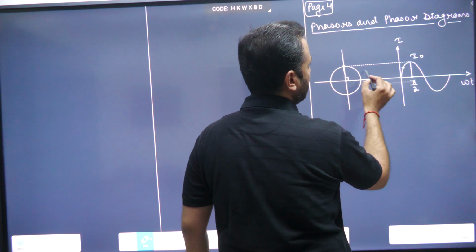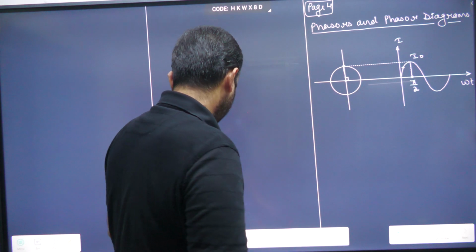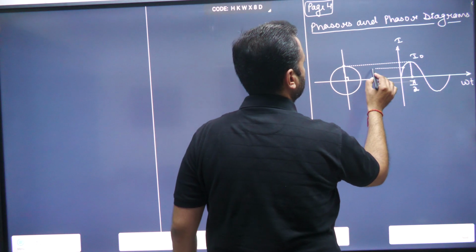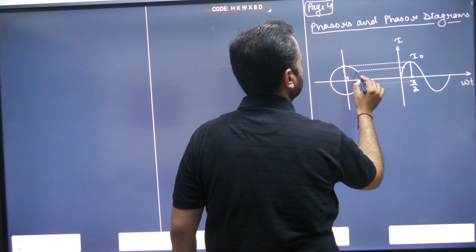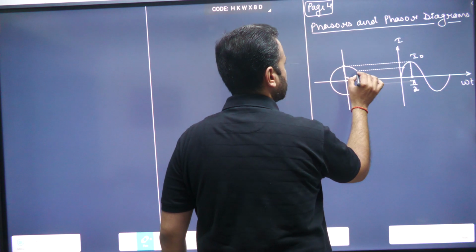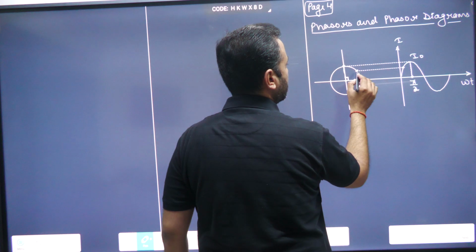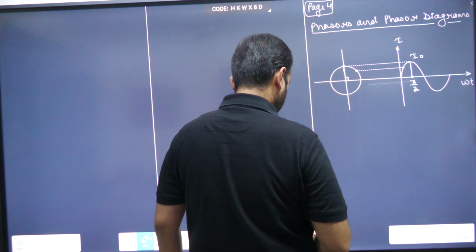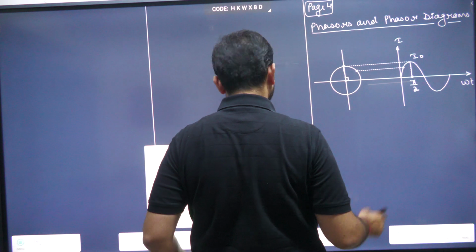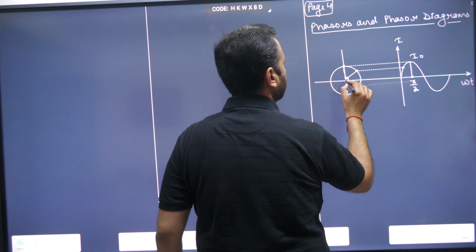Now from this point, draw a projection here. From this point, I have drawn another projection. Now this projection touched the circle at this point. Now from this point, join the center of the circle. The center of the circle is this one.